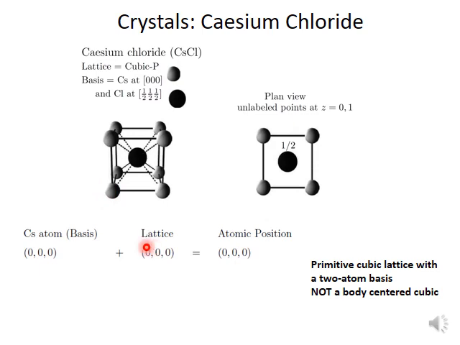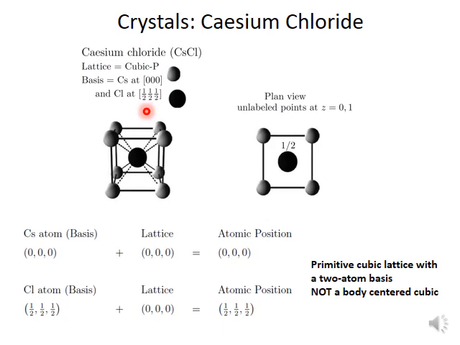But that's not the whole basis. The basis has another atom, which is a chlorine atom as well. So with 0, 0, 0 you have to add a basis atom of chlorine at a half, a half, a half. So you start with this lattice point at 0, 0, 0, and you add another basis point to it, that of the chlorine atom, at a distance of a half, a half, a half from this lattice point, and you get the location of the chlorine atom.